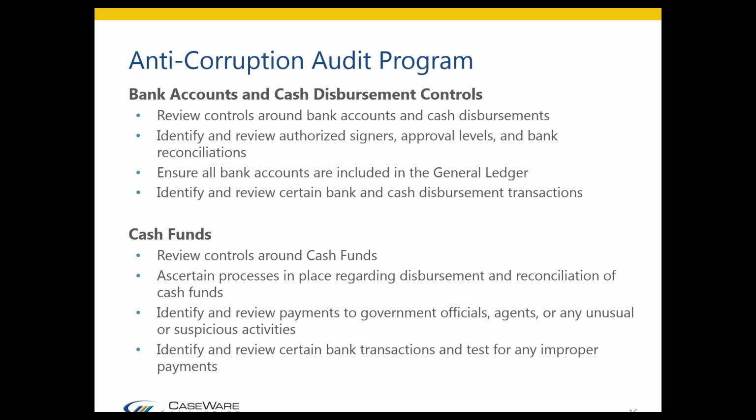So bank accounts and cash disbursement controls. With bank accounts, obviously this is a key area. You have to trace the money, right, and make sure you know what money's coming in and then where it's going out. How those accounts are being reconciled, making sure that those individuals responsible for the reconciliation have a segregation of duties so their duties aren't overlapping and they can't potentially misstate something or not reconcile something correctly to cover their tracks.